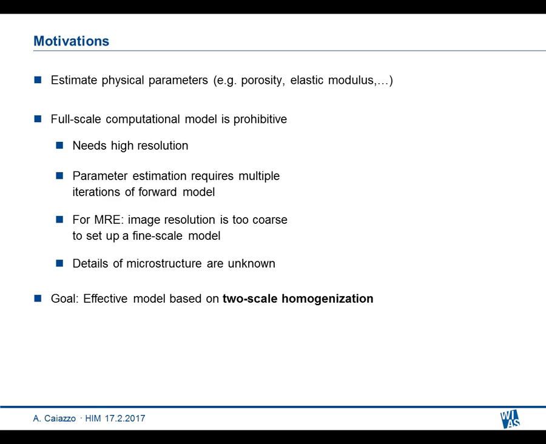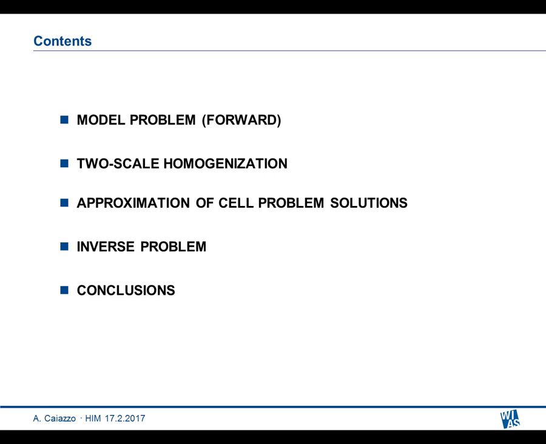So the goal is to construct an effective model. We use two-scale periodic homogenization. I will just go through the steps. First, the forward problem: we apply two-scale homogenization for this tissue with small inclusions. Then I will show how we manage to find the solution of the cell problems so that we can do this more analytically. Then, how do we apply this to the inverse problem?